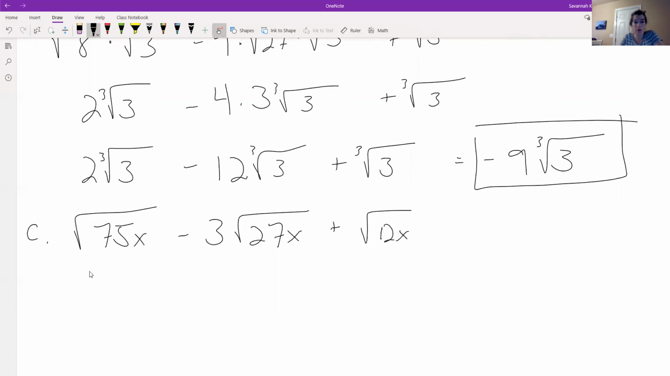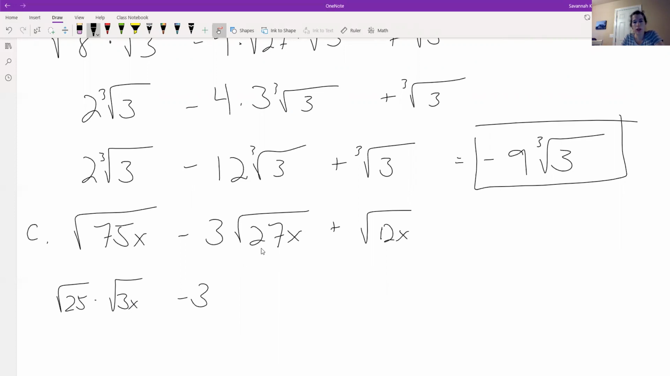75 is 25 times 3. And what I'm going to do, the 25 is the perfect square part. That's the part we really care about. I'm going to leave the leftover 3 in here with the x because we know the x has to stay in there forever.